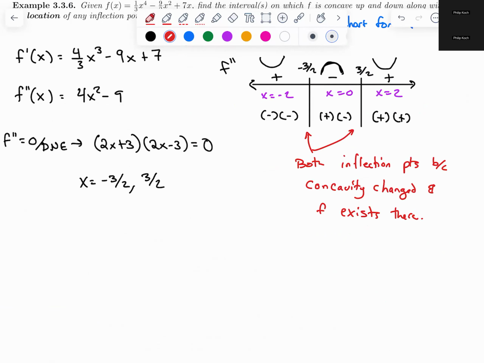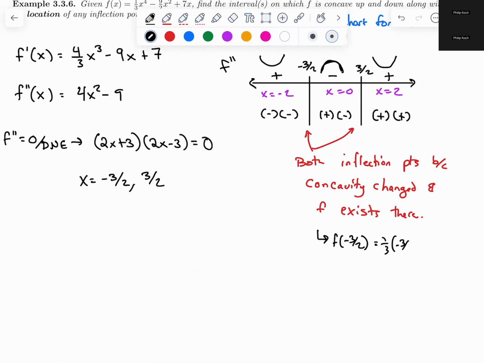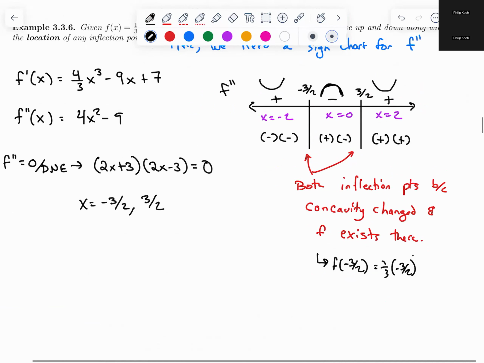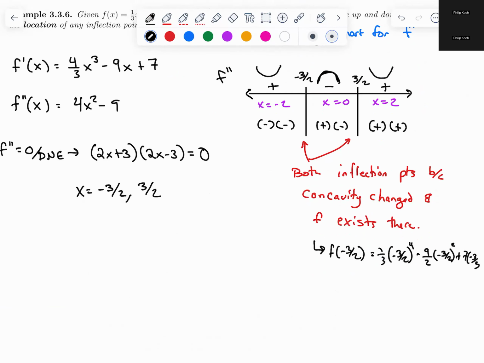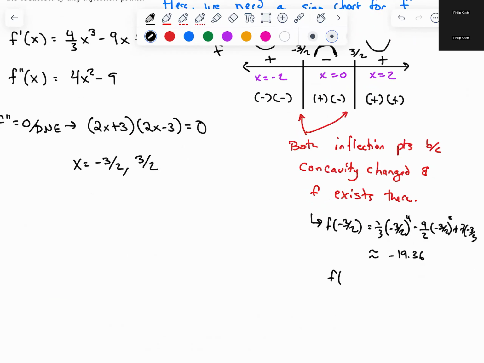So let's plug those into the original function, because this question was asking for the location. So f of negative 3 halves is equal to 1/3 times negative 3 halves to the 4th, minus 9 halves times negative 3 halves to the 2nd power, plus 7 times negative 3 halves. Sorry, I'm running out of space. And that equals approximately negative 19.36. And f of 3 halves is approximately 1.64.